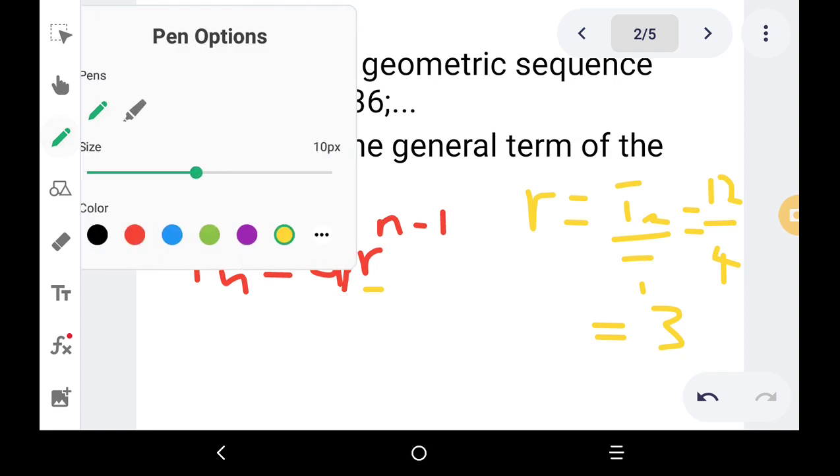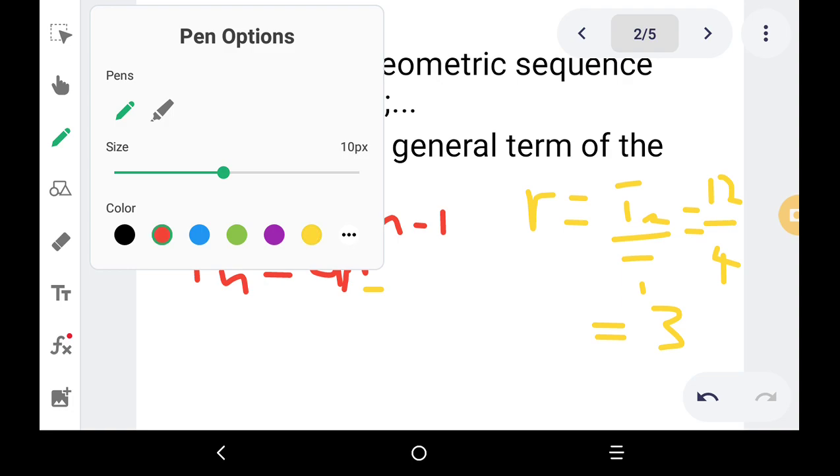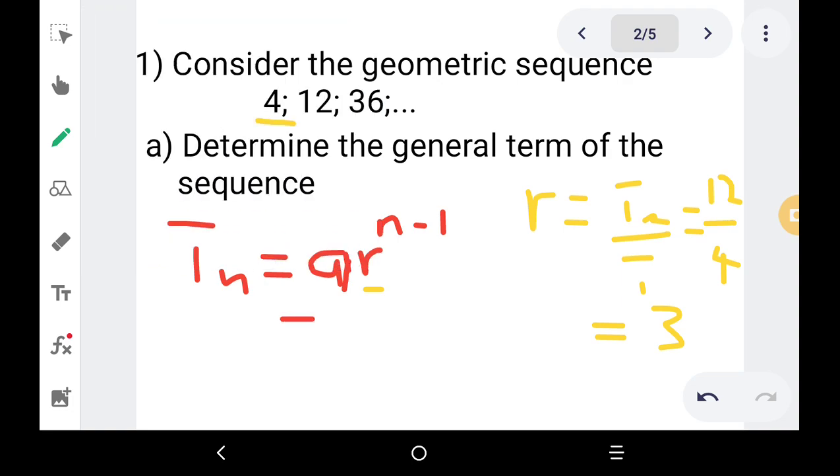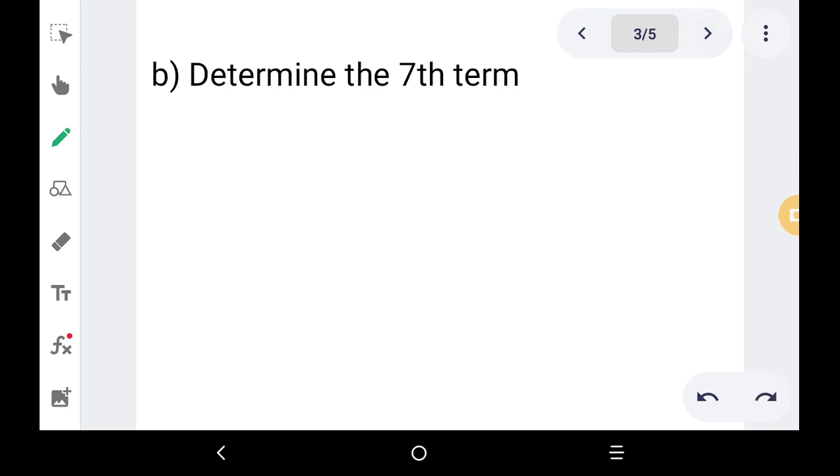Now if we write our formula, we have our a, which is 4, and our constant ratio, which is 3, to the power of n minus 1. We don't multiply them through because the exponents are not the same, so this is going to be our answer. Now we move on to the next question.